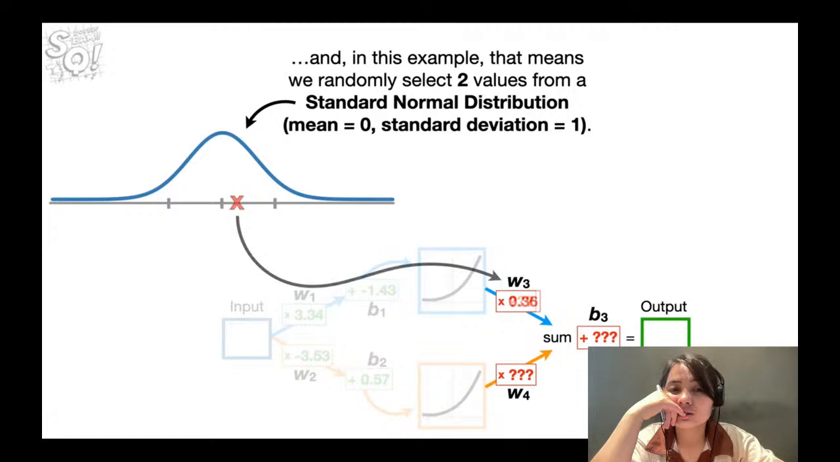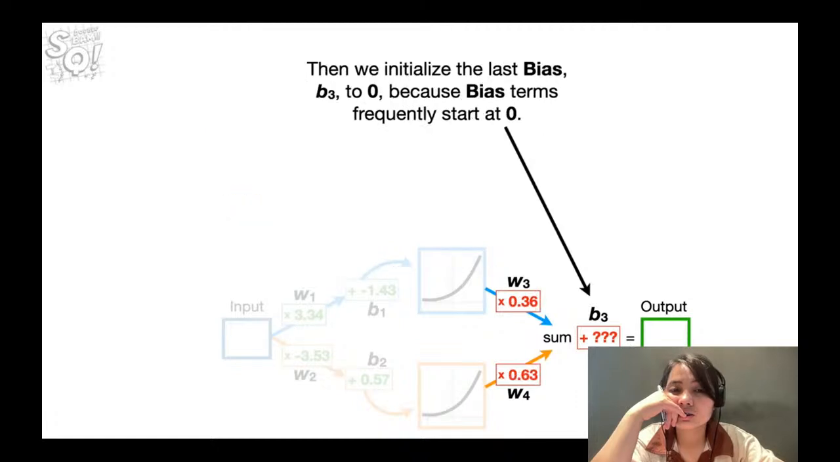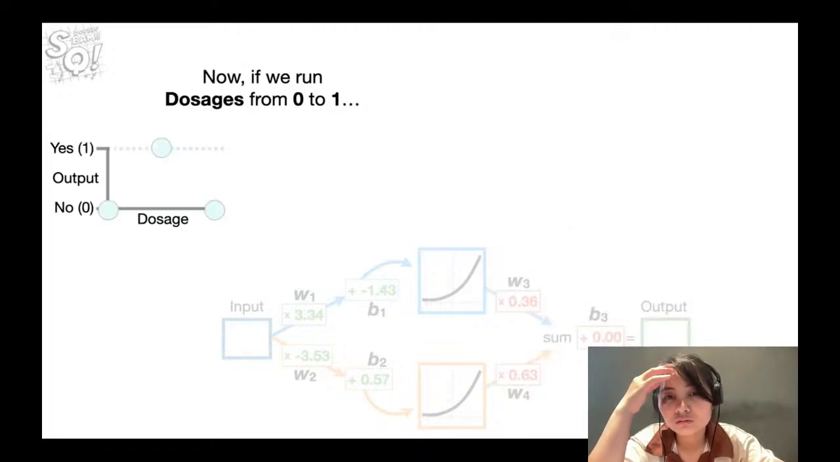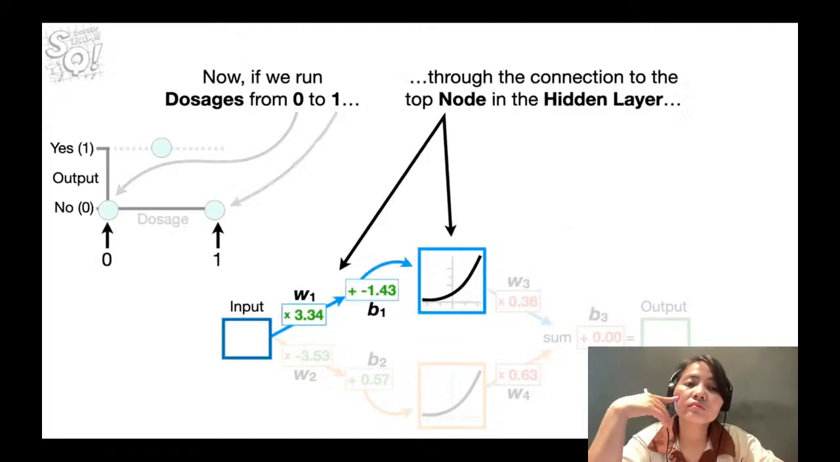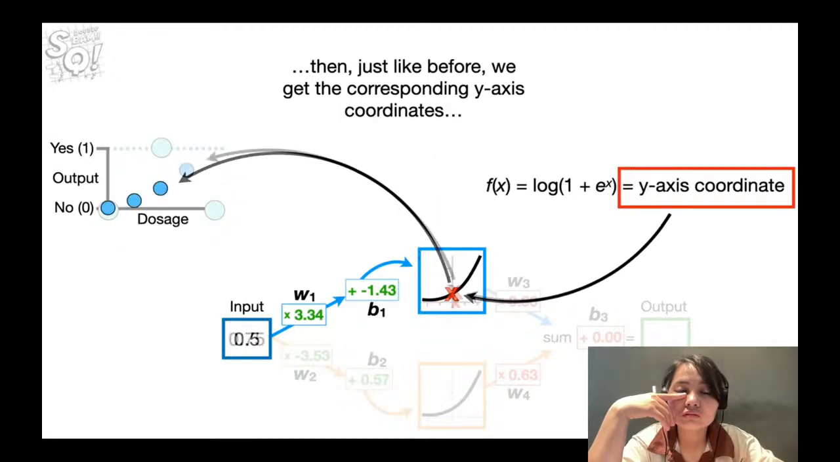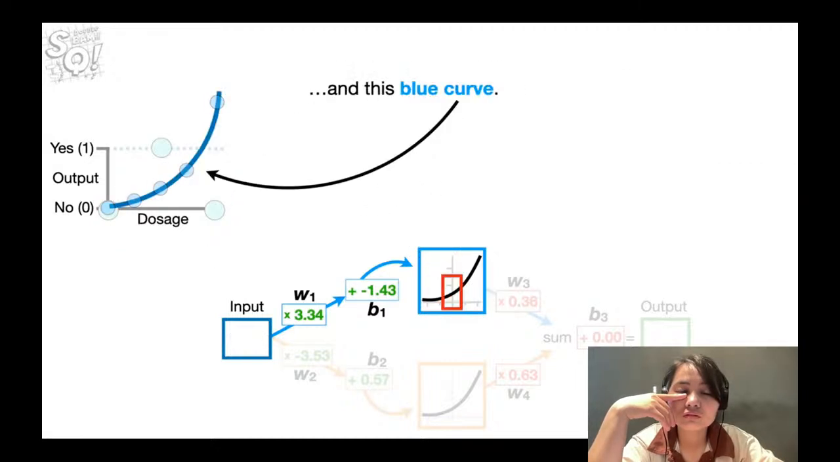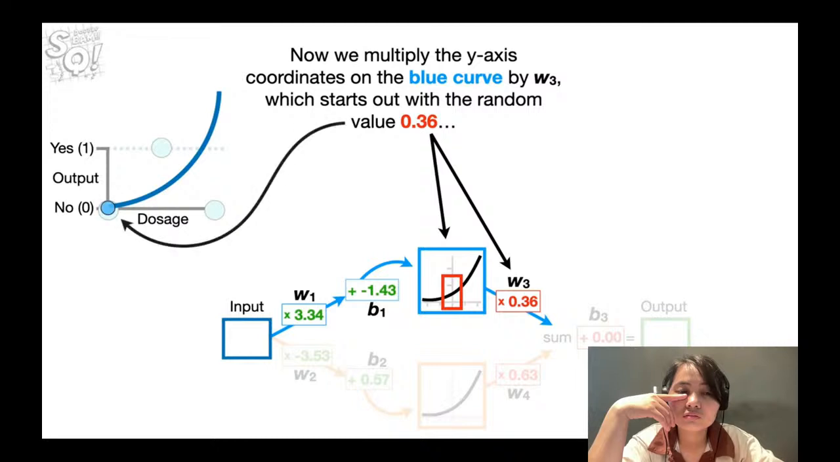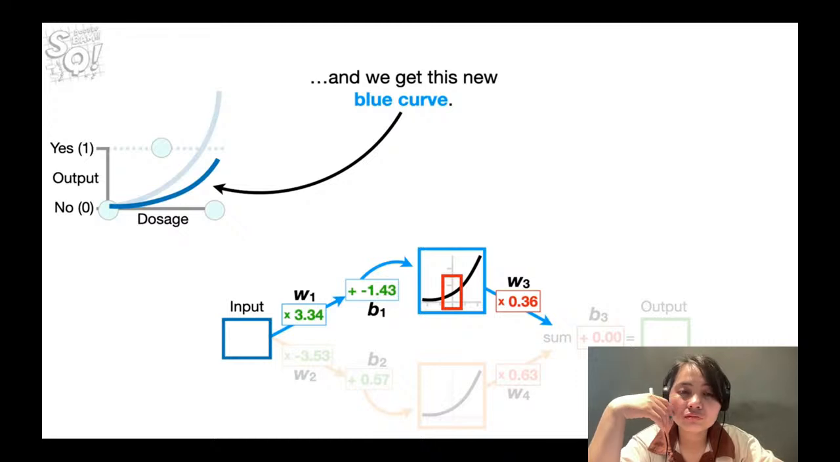And, in this example, that means we randomly select 2 values from a standard normal distribution. Then we initialize the last bias, b sub 3, to 0, because bias terms frequently start at 0. Now, if we run dosages from 0 to 1 through the connection to the top node in the hidden layer, then, just like before, we get the corresponding y-axis coordinates and this blue curve. Now we multiply the y-axis coordinates on the blue curve by w sub 3, which starts out with the random value 0.36, and we get this new blue curve.